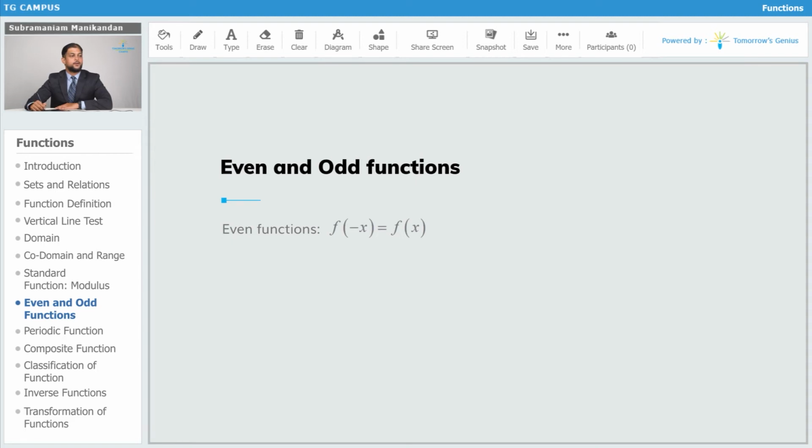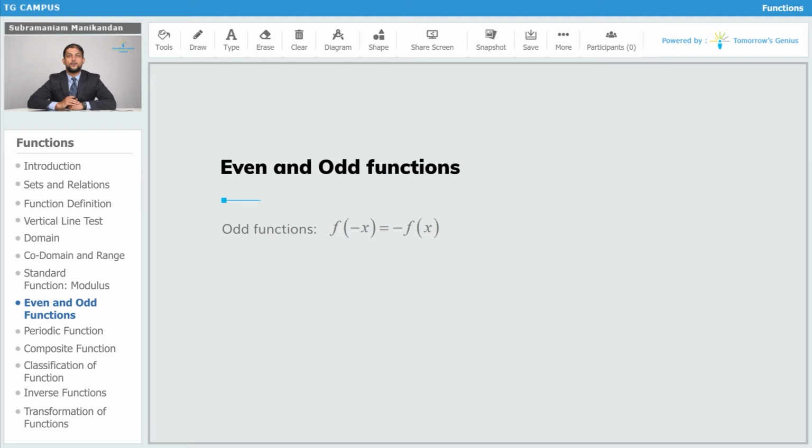If f of minus x equals f of x, then such a function is called an even function. Examples of some functions which are even are f of x equals cos x, f of x equals sine squared x, f of x equals x to the power 4, and so on.